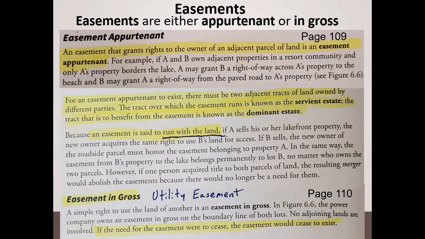The servient estate is you. It's your property. I'm walking over your property, because I have the right to. So you can't do anything about it now. So it is what it is.